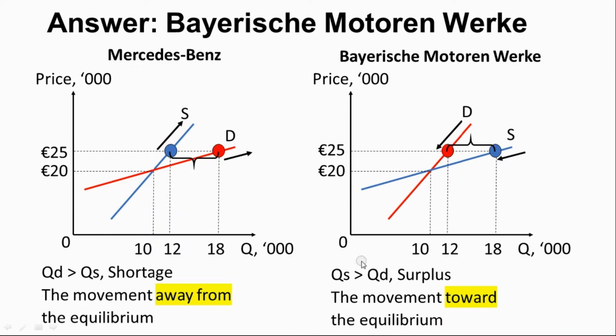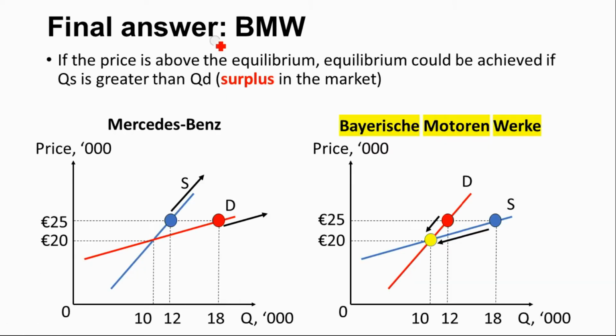What do we have? The movement away from the equilibrium. As you can see here, they are moving away, but in the second graph, the movement is towards the equilibrium. Again, movement away from the equilibrium, and they will never meet. But in the second graph, they move towards the equilibrium again, and the equilibrium point will be established. Thus we have the final answer, BMW.